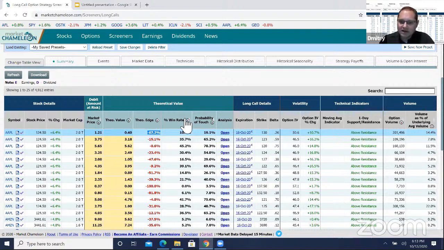Like, for example, here, Apple, right now I'm hovering over this little C, and this is telling me that before the October 16th expiration, Apple will have an event, October 13th.